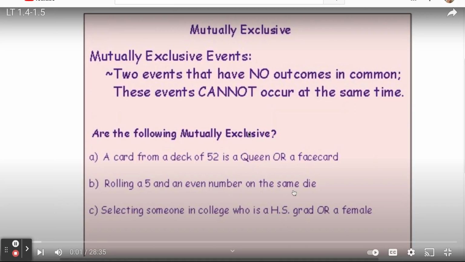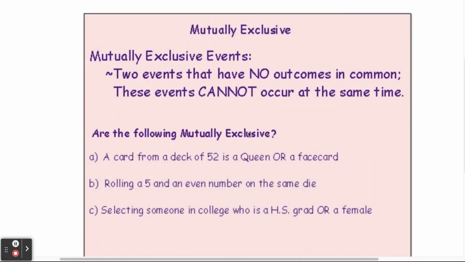Hello, everyone. In our next section of probability, we're going to start looking at two different types of probabilities. One thing is to make sure that you have gotten through the first section of notes.